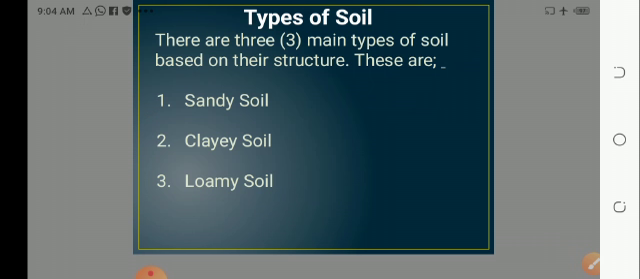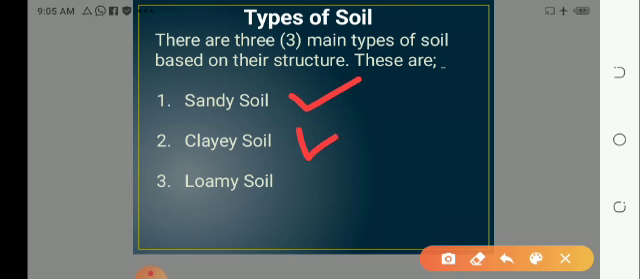Now we come to the types of soil. There are three main types of soil: sandy soil, clay soil, and loamy soil. These are the three main types of soil, and this classification is based on the structure of the soil.